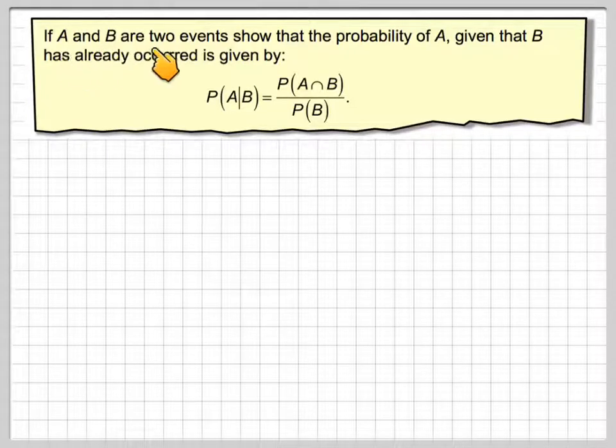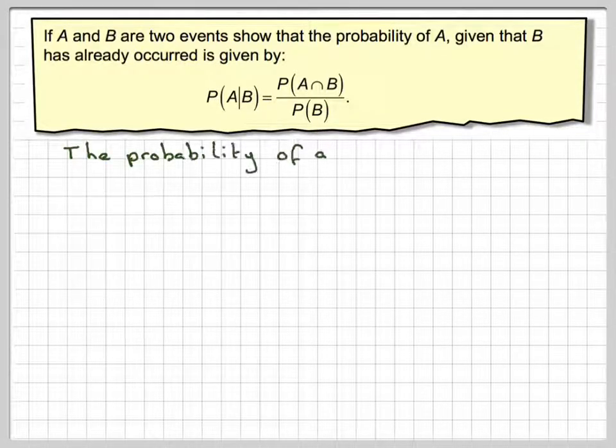If A and B are two events, show that the probability of A given that B has already occurred is given by the probability of A given B, this is the symbol for that, is equal to the probability of A and B, i.e. A intersection B, divided by the probability of B.